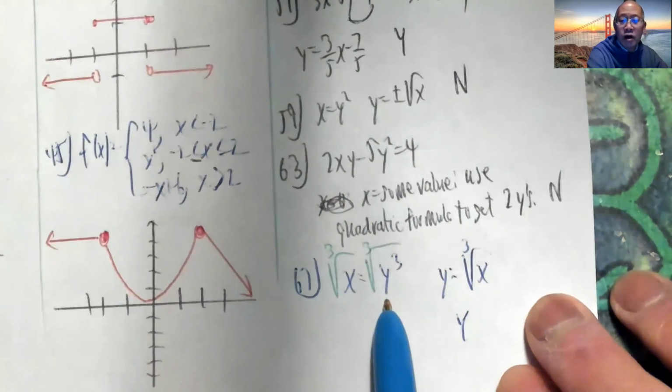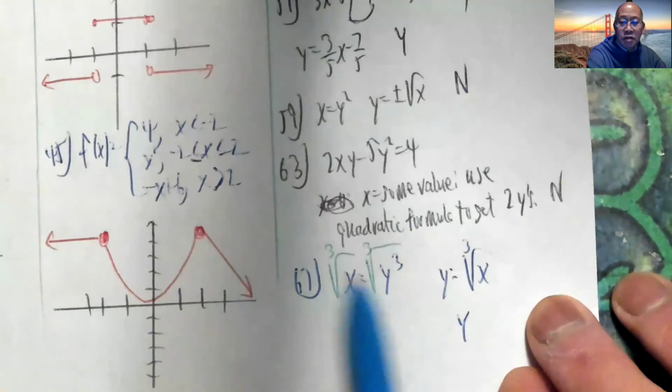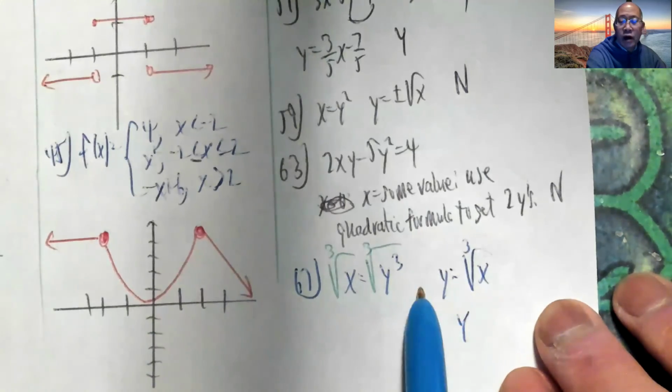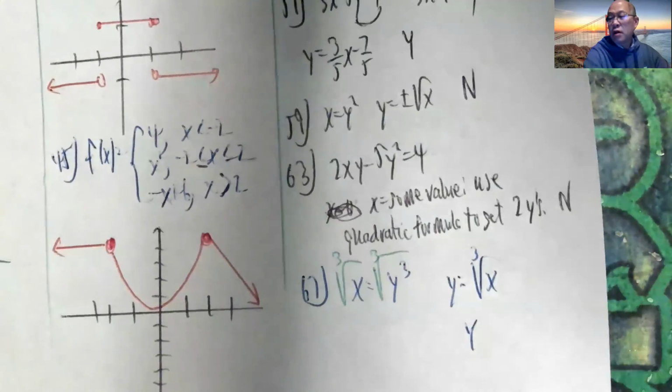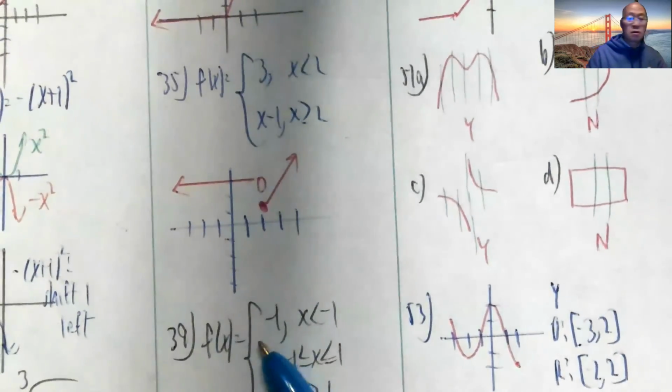67, can I solve for y? Yes, take the cube root of both sides. You have y equals cube root of x. Y is isolated in terms of x. So 67 is a function. Right, so these are some problems from section 2.2.